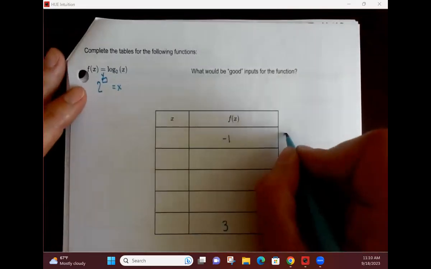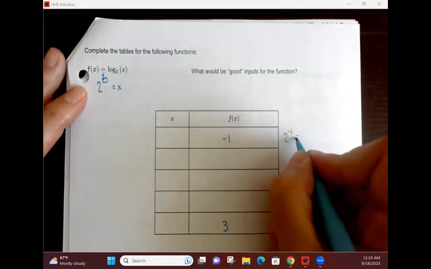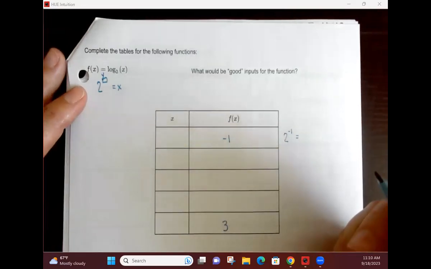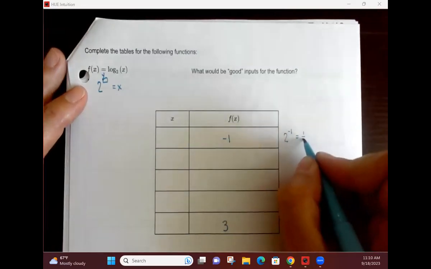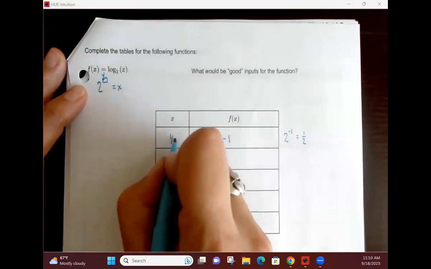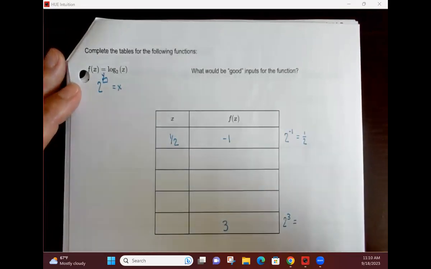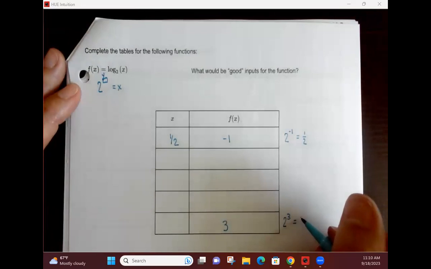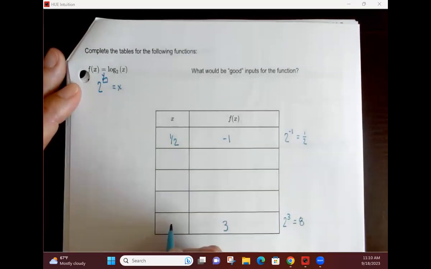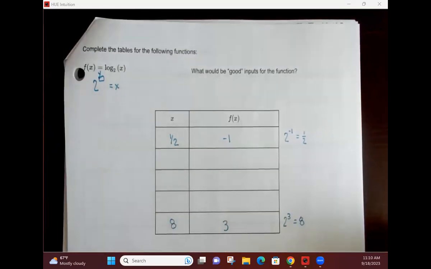So this would be 2 to the -1st equals what? Well, that would be 1/2. So our x value is 1/2. This would be 2 to the 3rd power, and 2 to the 3rd power is 8. So your x value had to be 8.